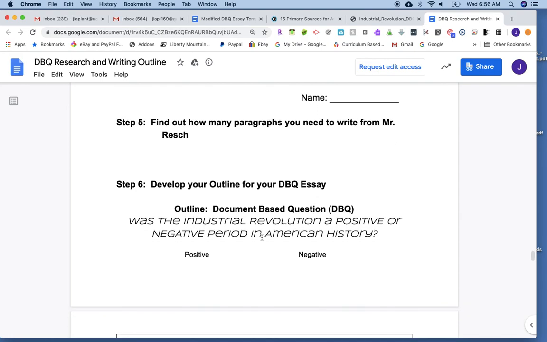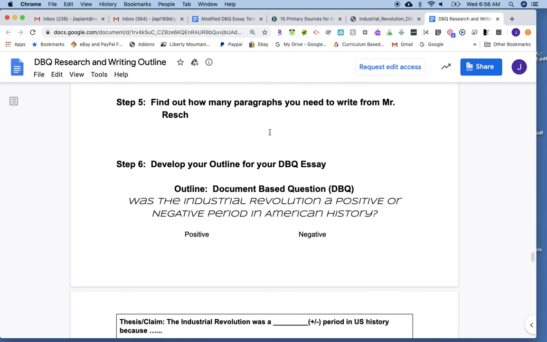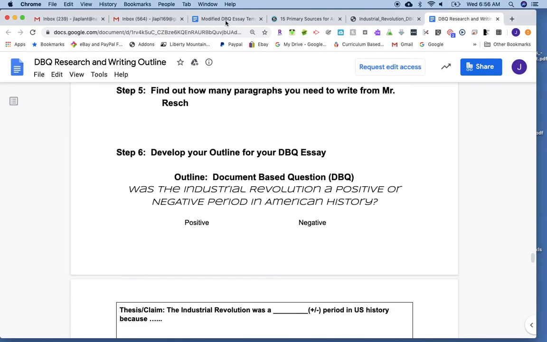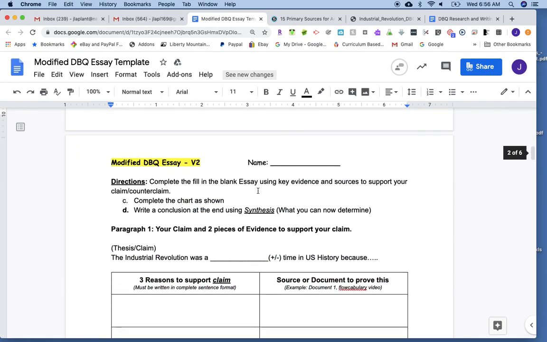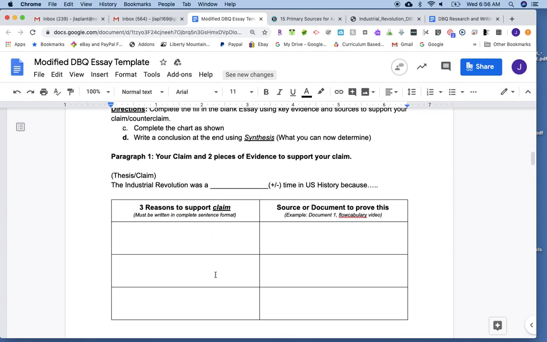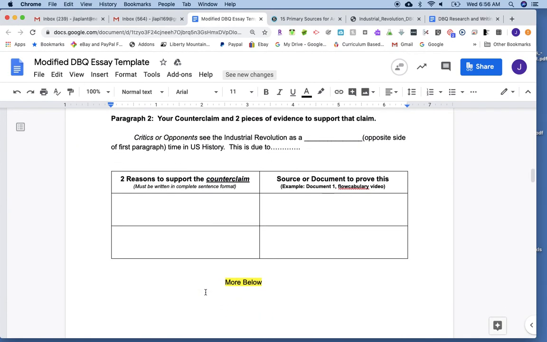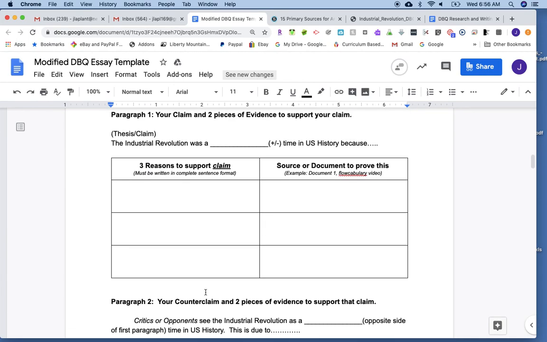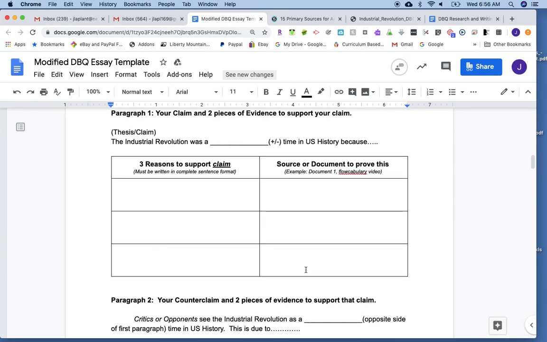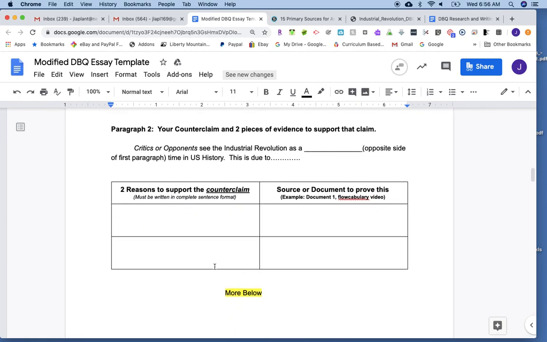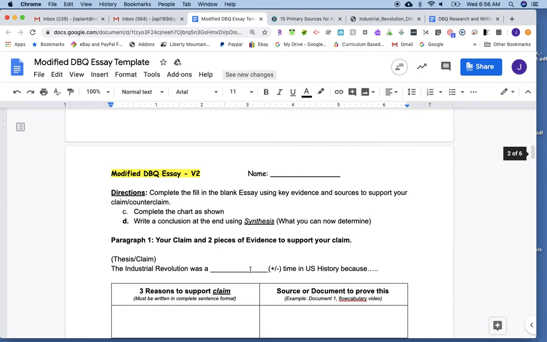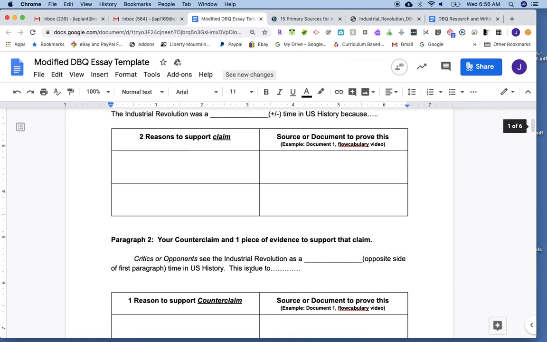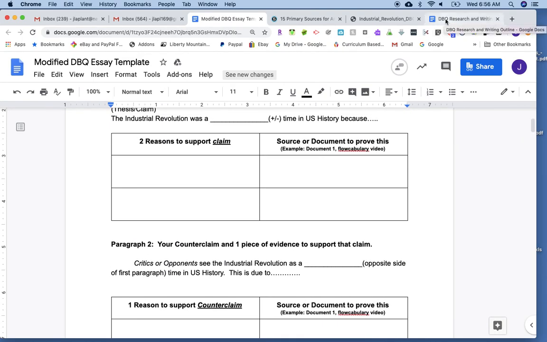All right, step 5, talk about how many paragraphs you need to write. Don't worry about that because you're just going to be using this version 3. Some of you might be assigned version 2, which is very similar, just you're adding an extra reason. Okay, for both, you're going to have 3 reasons for your claim and 2 reasons for your counterclaim. Really, that's the only difference. So pretty much you're going to have version 1 or version 2 that Mr. Resch will assign to you.